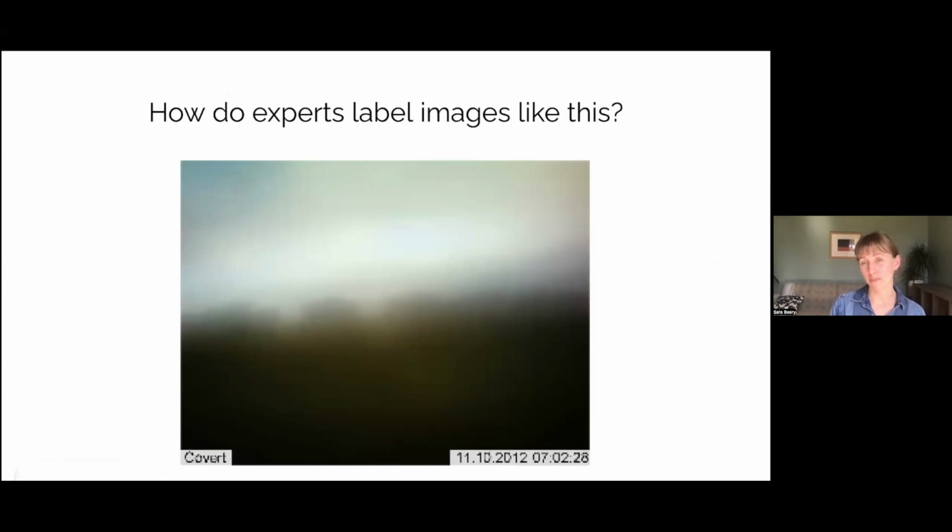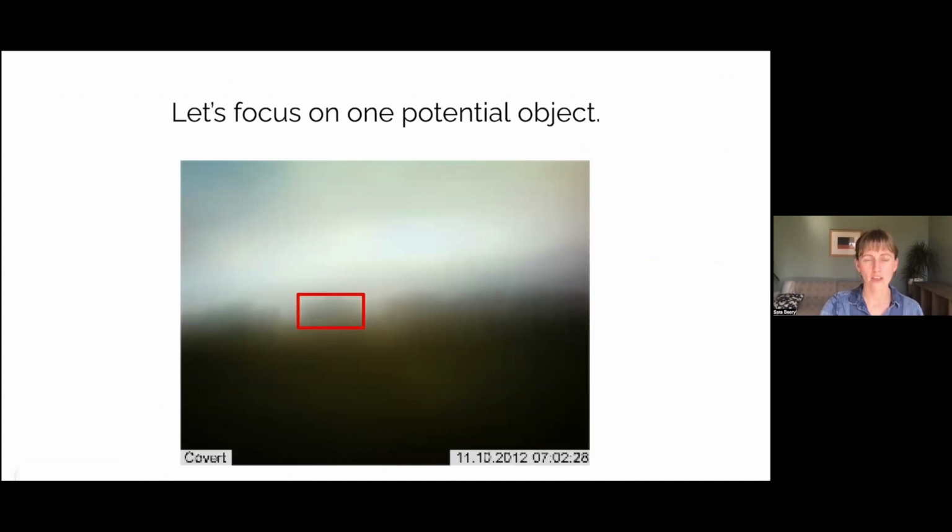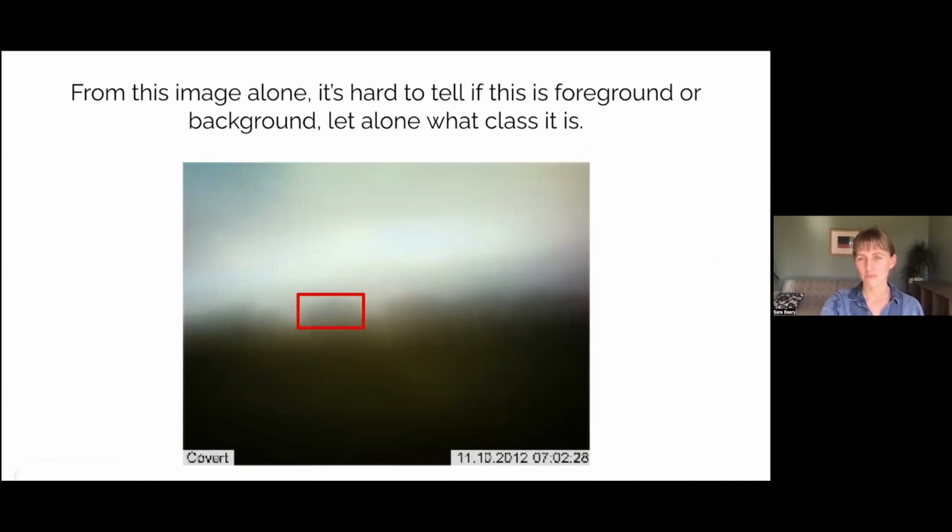Now, how does an expert label something like this? So this was something when I first started working with ecologists, I just kind of didn't believe them. I would get images that were incredibly challenging, things like this where it's just really foggy, and they would have given it a confident identification at a species level. So you just look at one potential object, it's really unclear from just this image whether this is foreground or background. It could be a tree, it could be an animal.